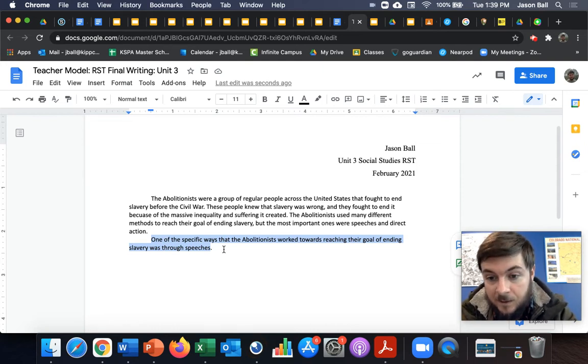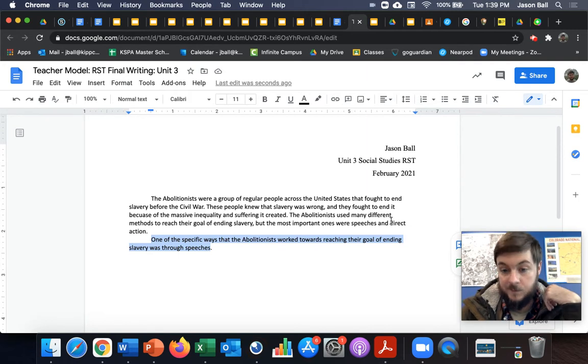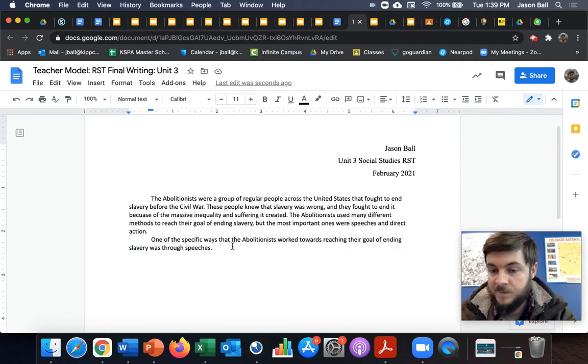Let's say I was starting my second body paragraph, then I'm going to go to the other one, direct action. And I would say something like, another way that the abolitionists worked to end slavery was through direct action. So either way, an assertion, one sentence tells the reader what it's about.